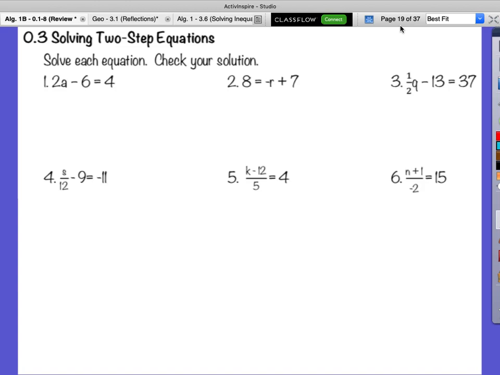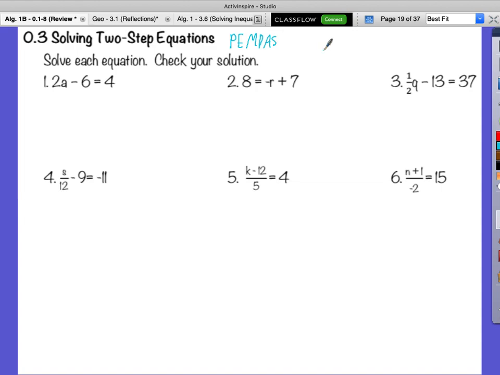Anyway, hey guys, so 2a minus 6 is equal to 4. What's happening with a? It's being what and what? Two things are happening: multiplied by 2 and subtracted by 6. Very good. So we need to figure out what to do first. When we're solving equations, we try to do the order of operations in reverse.